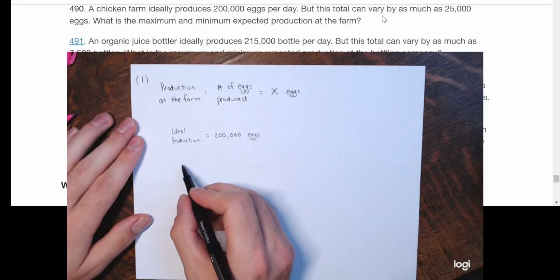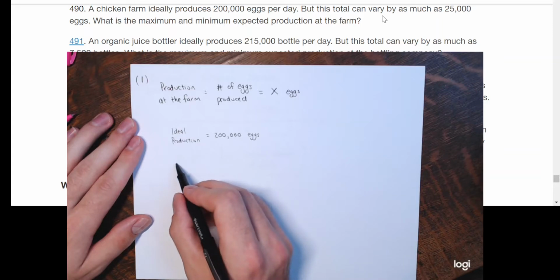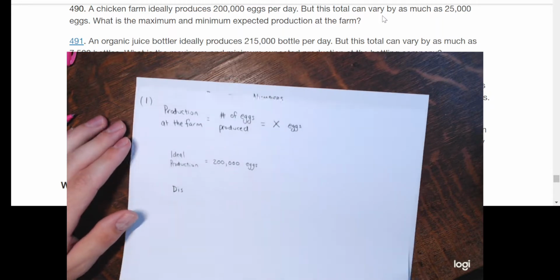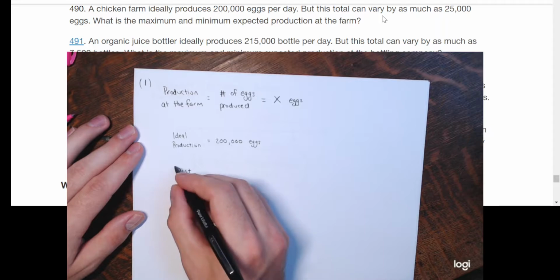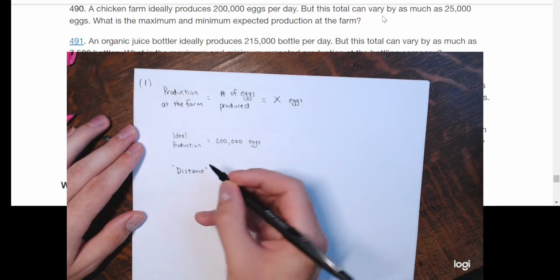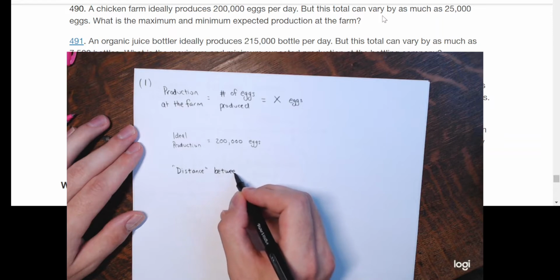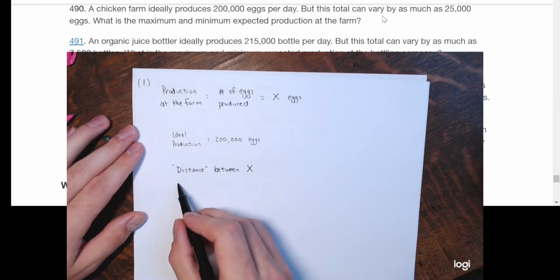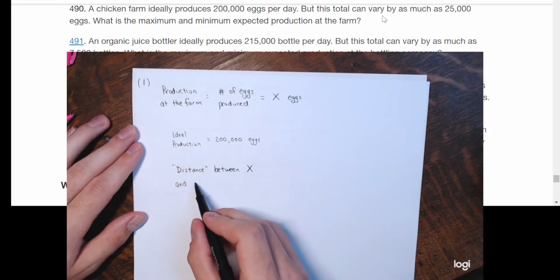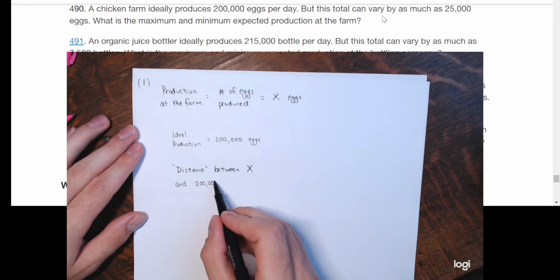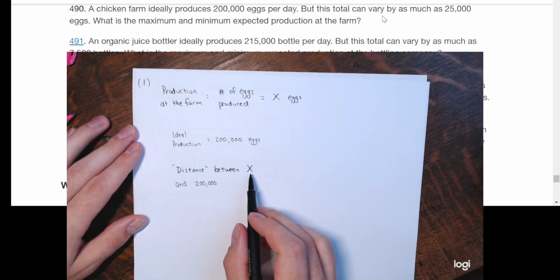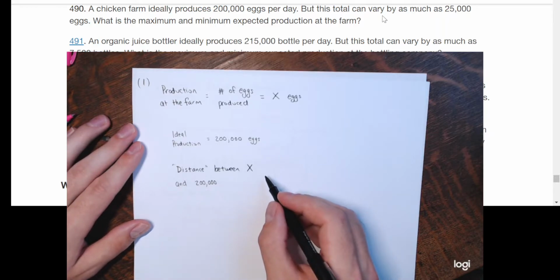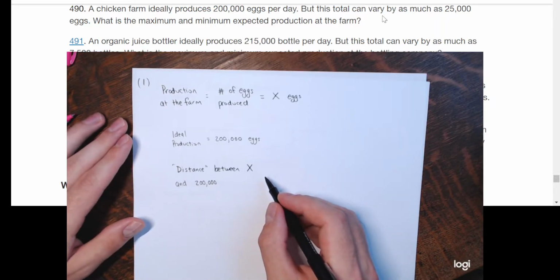So I'll say it this way. The distance, using the concept of distance like I had on my previous page, I'll say, the distance between what the farm actually produces, which is X eggs, and what the farm wants to produce, the ideal production, the distance between what the farm produces, X, and what they want to produce can be as much as 25,000.